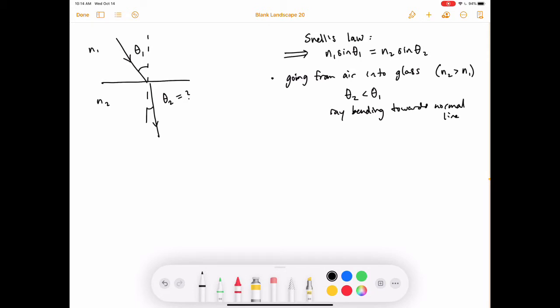Okay? But what if we look at the opposite case, which is going from glass into air? So in this case, N2, which is the index of refraction of air, is going to be less than N1, which is the index of refraction of glass. And that will imply, using Snell's law, that theta 2 is greater than theta 1. In other words, the ray that comes out of the glass going into the air is bending away from the normal line.